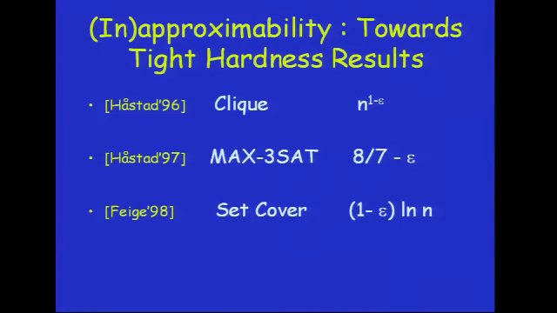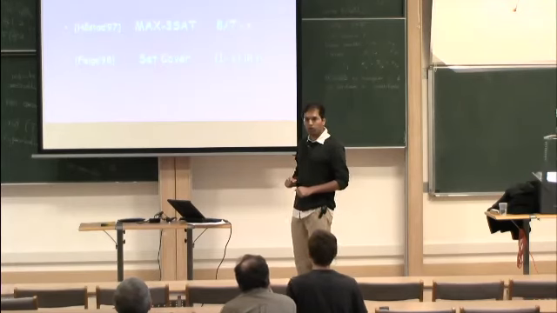This is what I said, that for these 3 problems the factors are optimal. So for clique, you can prove hardness factor of n to the 1 minus epsilon. For max 3-sat, 8/7 minus epsilon. These are results by Håstad. And for set cover, Feige showed hardness factor of 1 minus epsilon times natural log of n. Epsilon is an arbitrarily small constant.